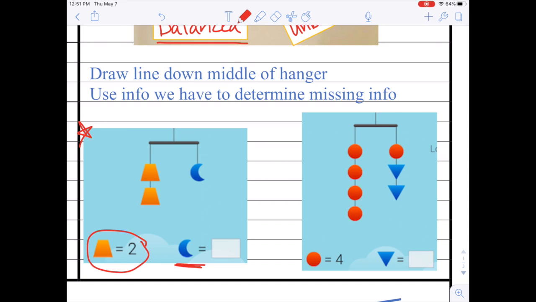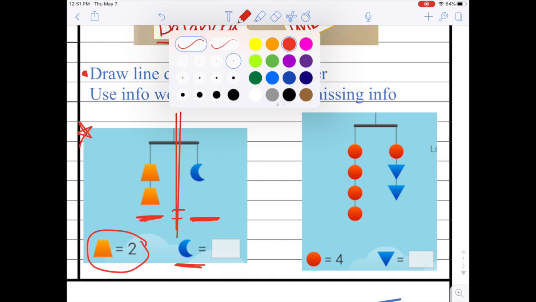So what we're going to get used to doing is this first step that I've seen helps students a lot, is that if you draw a line down the middle of where it should be equal, we try to make this side be equal to this side. Okay, so we're trying to make them equal. So we're going to get in the pattern of first thing is always drawing a line down the middle. Next thing, we're going to use the info we have to try to find the missing information.